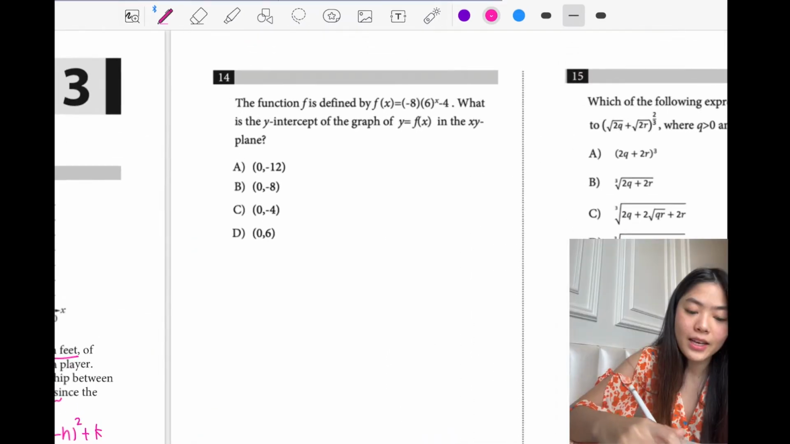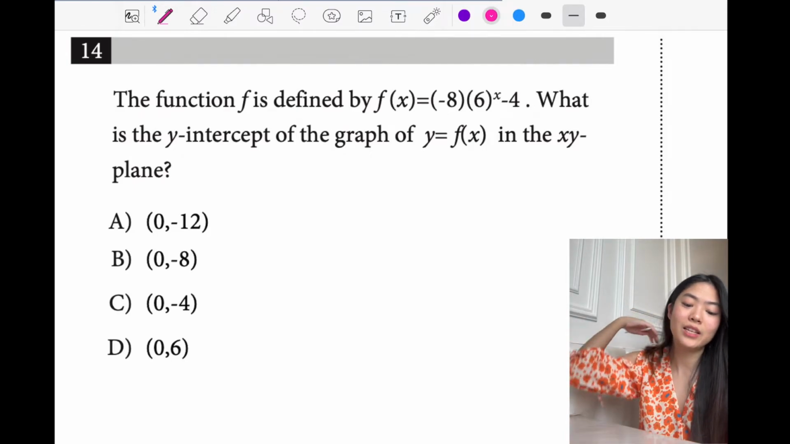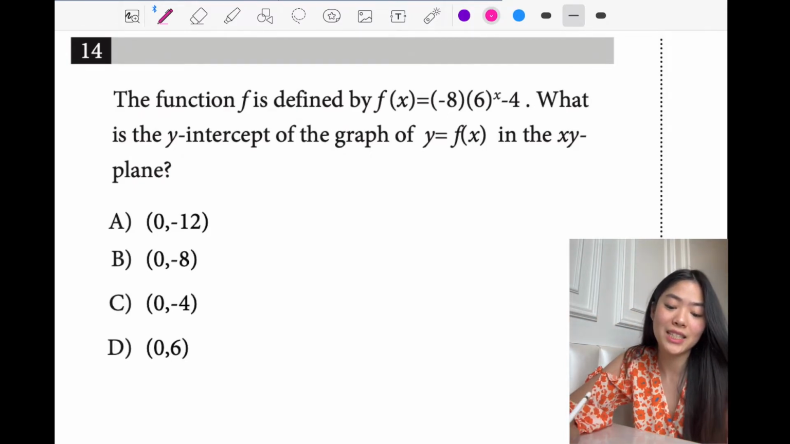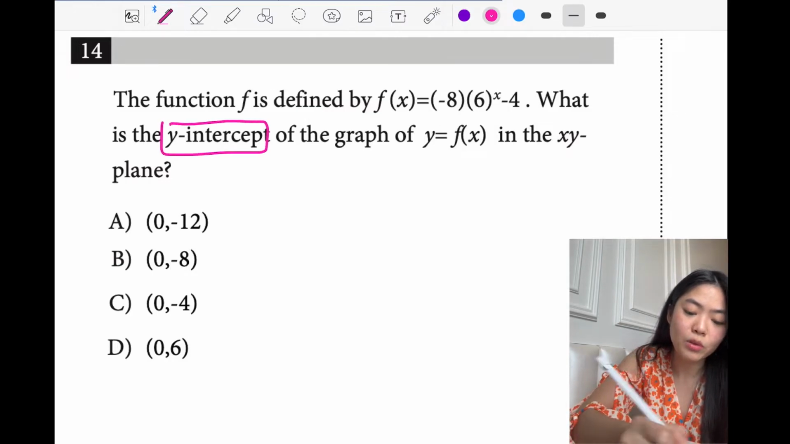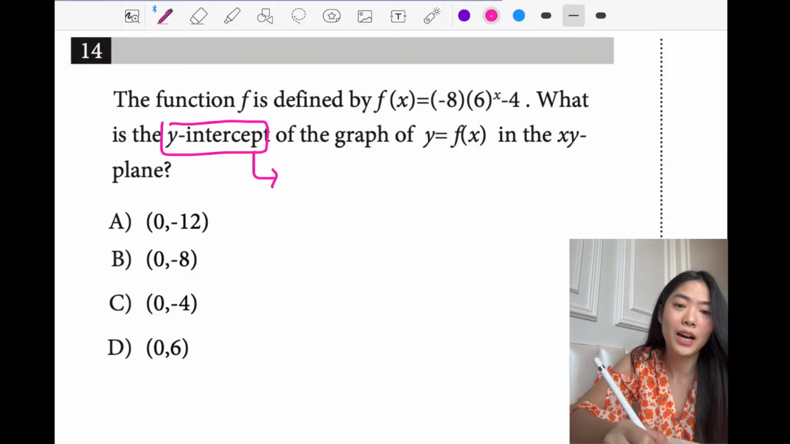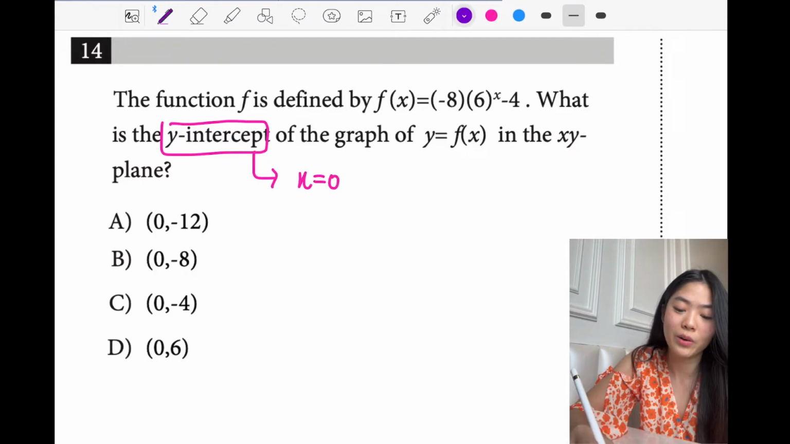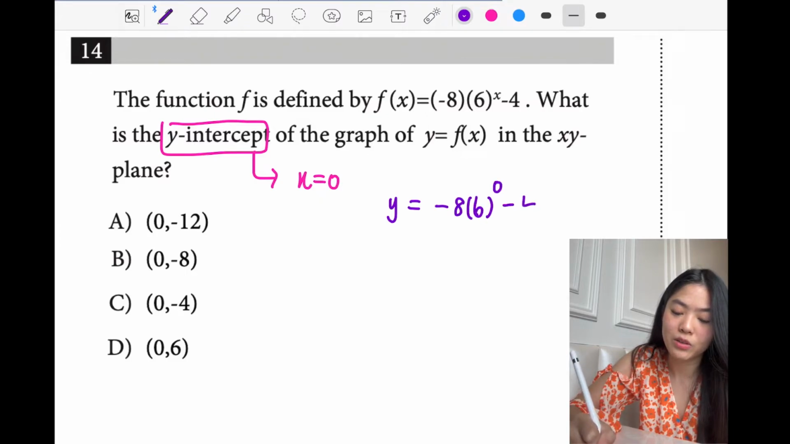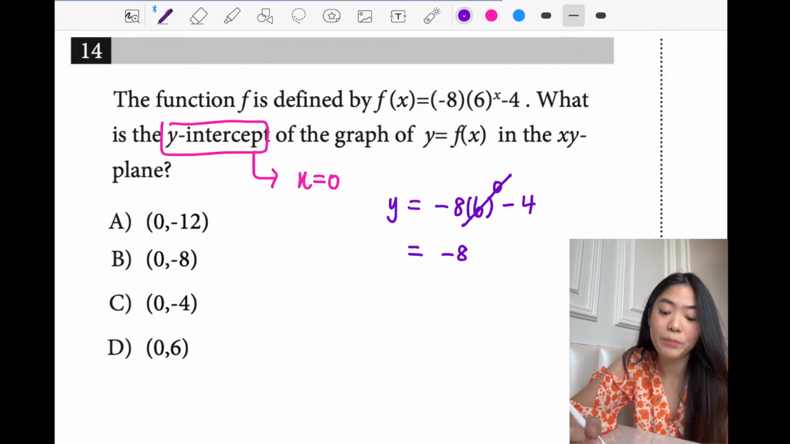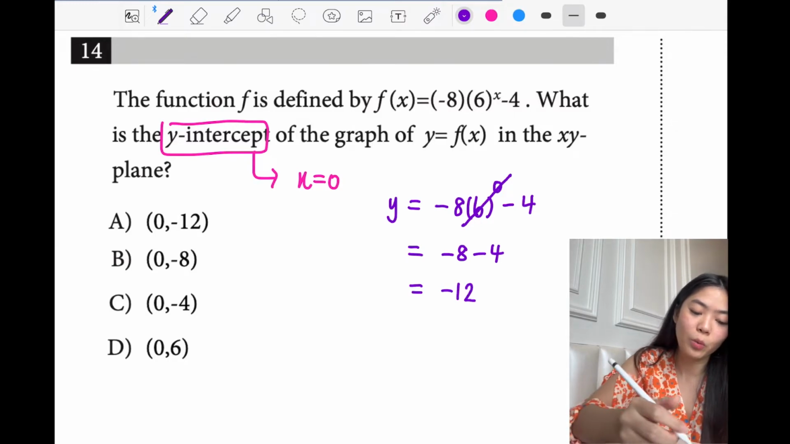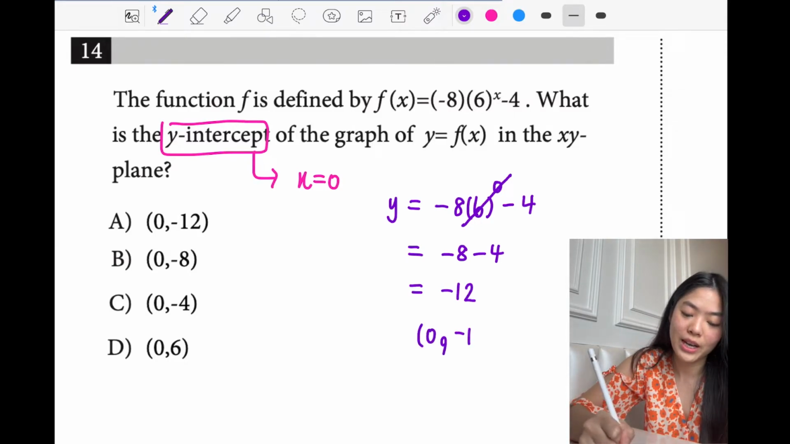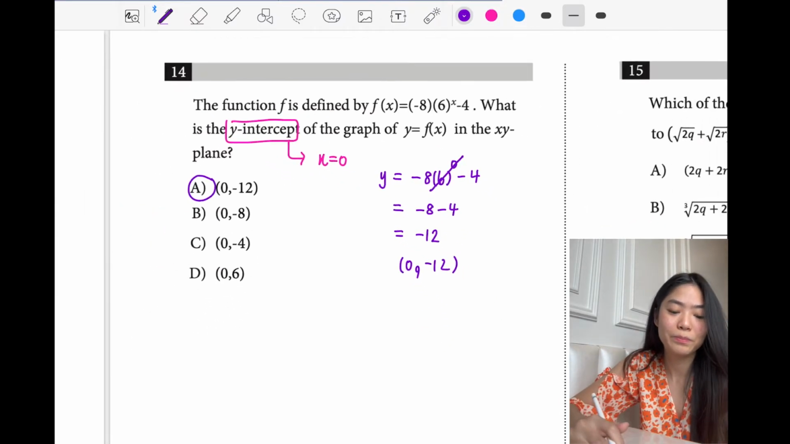Okay. Next, question 14. The function f is defined by f(x) equals -8 times 6 to the power x minus 4. What is the y-intercept? We can find the y-intercept by letting x equal 0 in the equation. So we plug in -8 times 6 to the power 0 minus 4. 6 to the power 0 is 1, so we do -8 minus 4, which is -12. Therefore, the y-intercept is at (0, -12). A should be the answer.